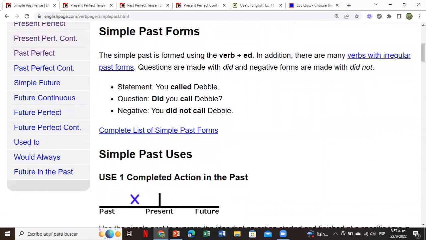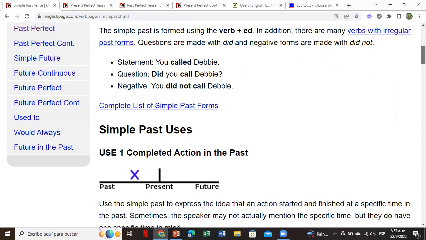Simple past form. Look at this. As you know, we have two different kinds of verbs. The first one is regular and the second is irregular. As you know, regular is when we want to pass into simple past, we have to add ed, and irregular always change. Simple as that. The simple past is formed using verb plus ed. In addition, there are many verbs with irregular past forms. Questions are made with did and negative forms are made with did not.